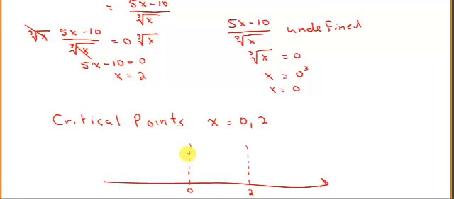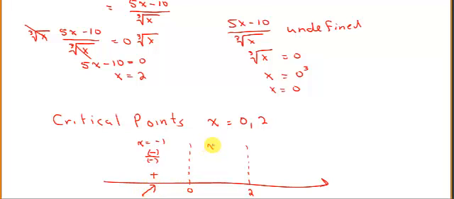So let's take a look at, say, x is equal to negative 1. If x is equal to negative 1, we're to the left of 0. We'll have negative 5 minus 10, negative 15, so that's a negative number on the top. And the cube root of negative 1 is negative 1, a negative number on the bottom. So what happens here is that the first derivative is positive. We must be increasing here.